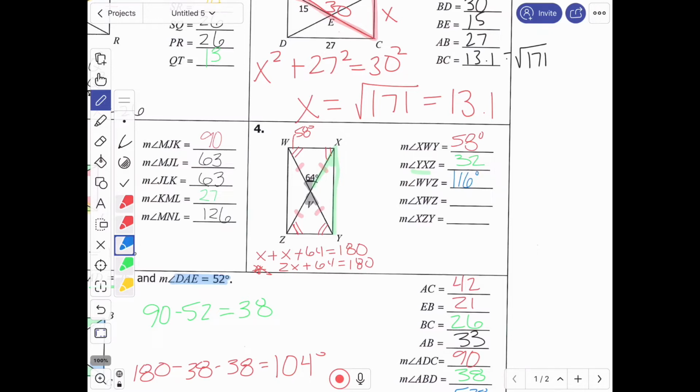And then the last two, I have angle XWZ. Well, that's just one of the right angles in the rectangle, so that one's pretty easy. It's 90 degrees. And the last angle is XZY. Well, that one is pretty easy now because of those first red angles that I marked up at the very beginning. These two have to be congruent. So this is also 58.